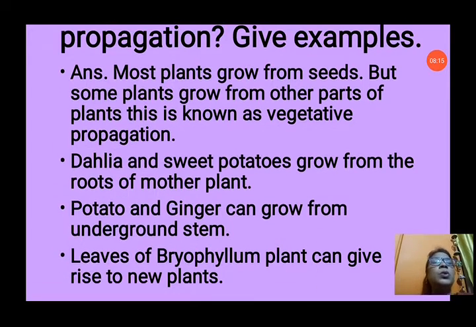Dahlia and sweet potatoes grow from roots of the mother plant. Potato and ginger are underground stems, they can also grow into a new plant. Leaves of bryophyllum plant can give rise to new plants. The buds develop at the notches of the margins of the leaf, and each of the buds, when they fall down to a suitable place, grow into new bryophyllum plants.